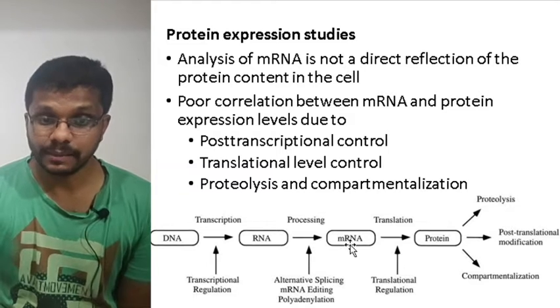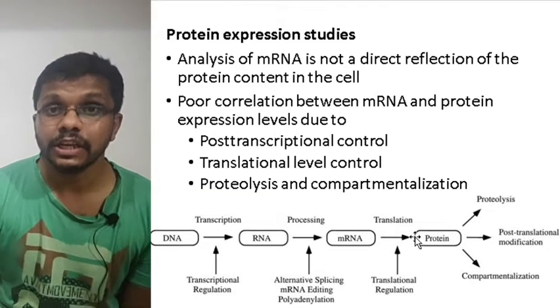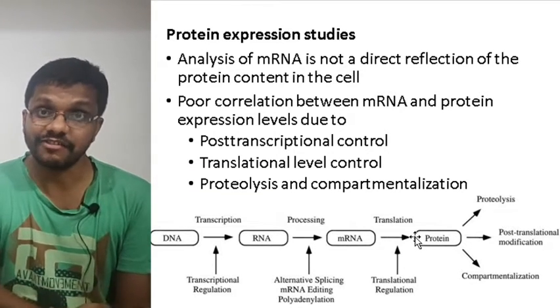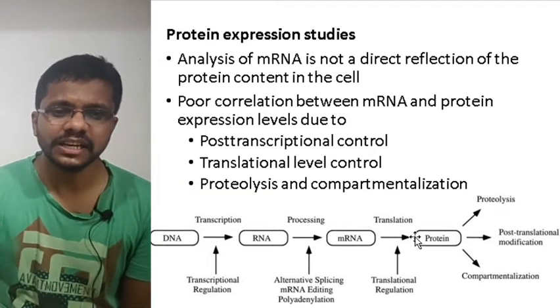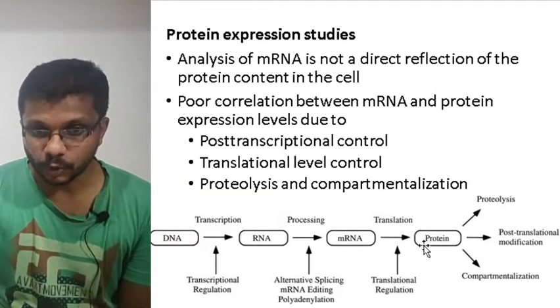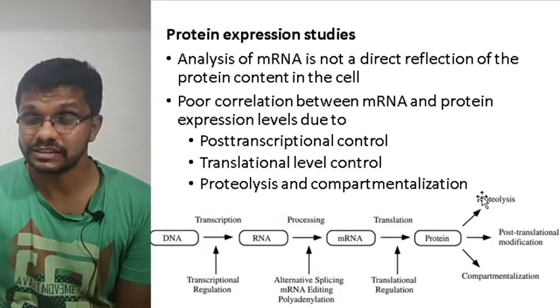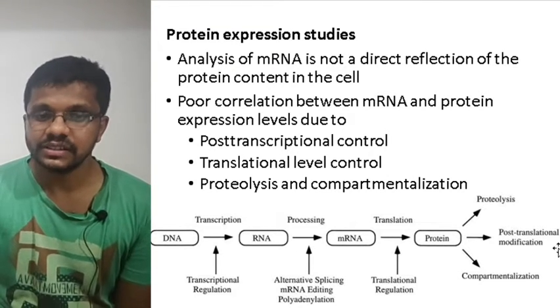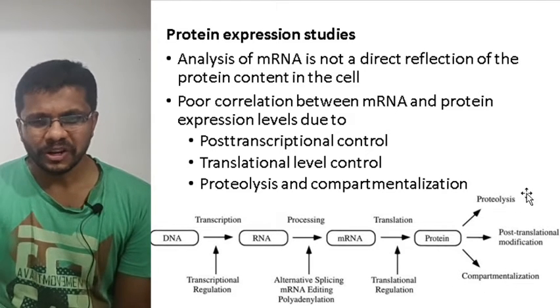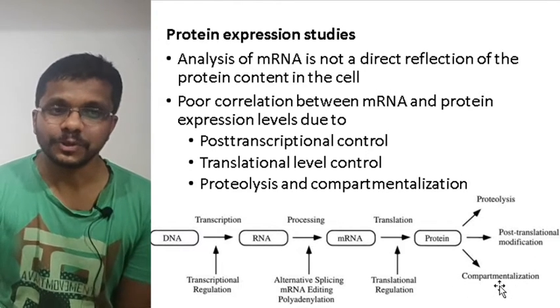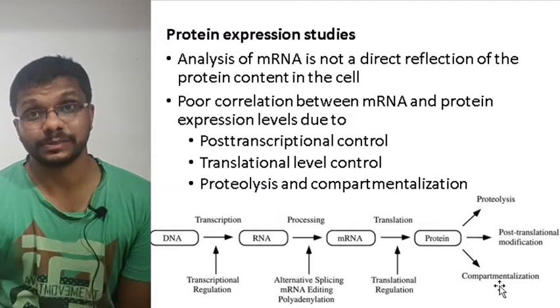Then once the mRNA is made, there is translation regulation. Not all mRNAs are expressed in the same way in all types of cells. It will change. And once the proteins are made, there are different mechanisms which control the protein, which include proteolysis, post-translational modification and compartmentalization. So it's a very complicated scenario to understand the expression of a protein.